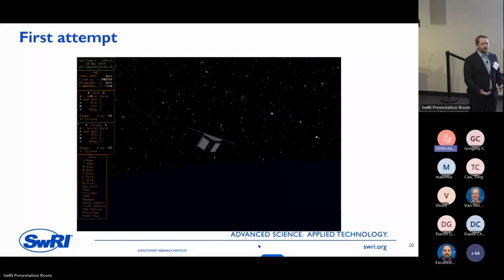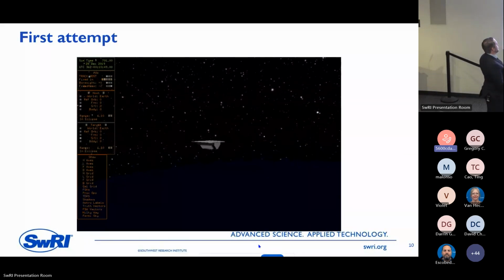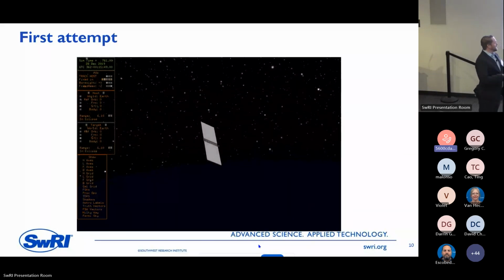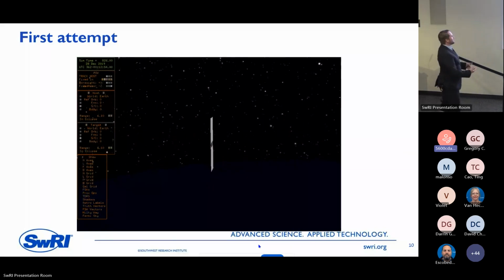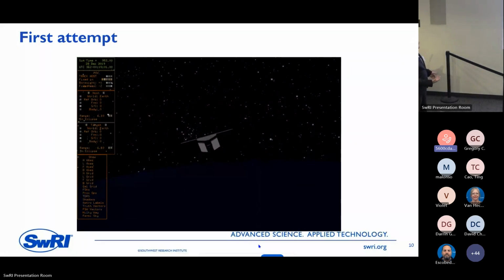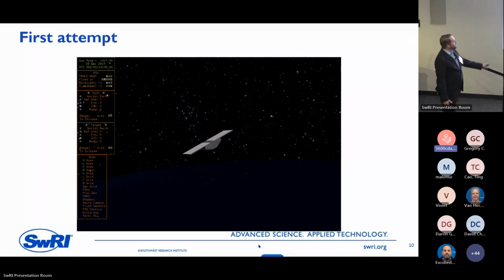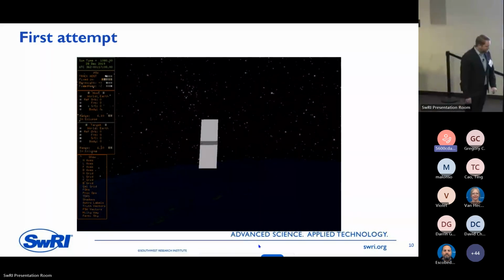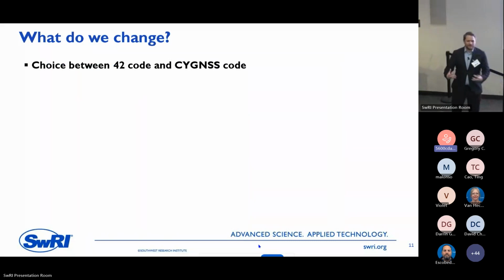There were a lot of things wrong with our assumptions at the very beginning. There's a lot of things in aerospace engineering that we as flight software engineers don't know a ton about. I don't know a ton about orbital dynamics. I know a lot more now, but we weren't successful right off the bat. So we had to decide what we're going to change. Do we change 42 or do we change Cygnus? 42 is open source. We have full access to this code.